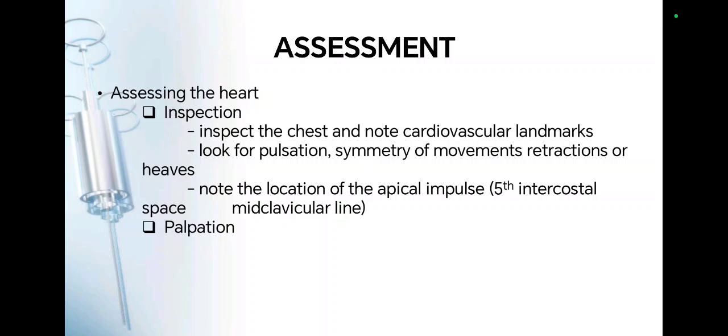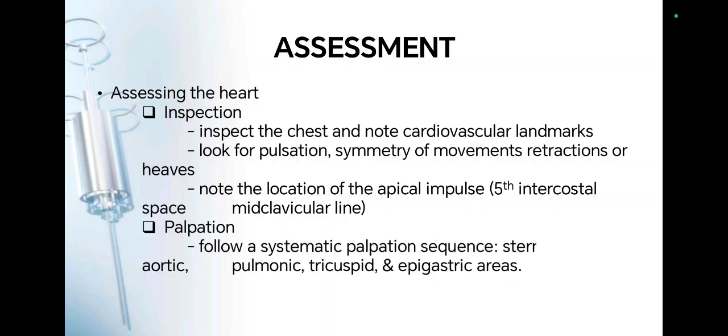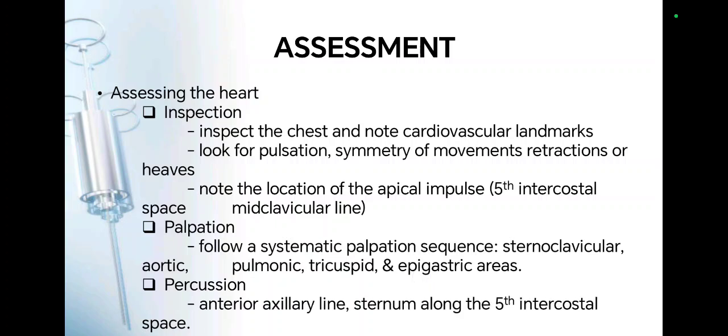Okay, now your pulse rate is actually for the peripheral pulses, including your carotid pulse, your brachial pulse, your radial pulse, popliteal, dorsalis pedis. So we have different peripheral pulses in our body. For palpation, follow a systematic palpation sequence. You start with your sternoclavicular, then aortic, then your pulmonic, then your tricuspid, and then the epigastric areas for any pulsations. For percussion, you percuss the anterior axillary line, sternum along the 5th intercostal space. You percuss for any signs of resonance, dullness, hyperresonance, or any abnormalities.